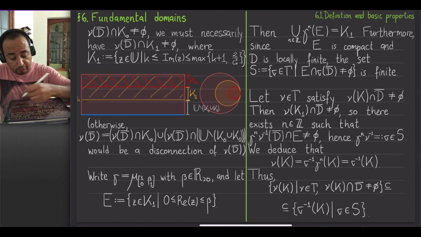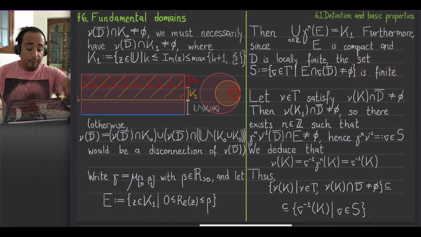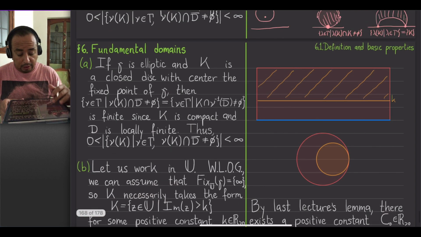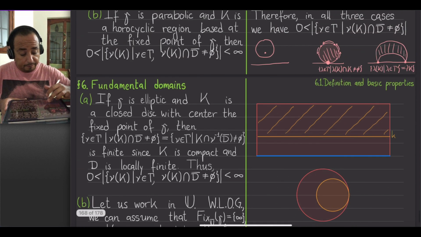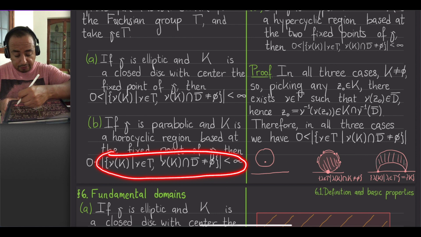Okay, but also E is compact. So the set of elements of gamma that make D bar meet E is finite, right? Okay. Now I go into the proof of my statement, namely that the number of images of K that meet D bar is actually finite.